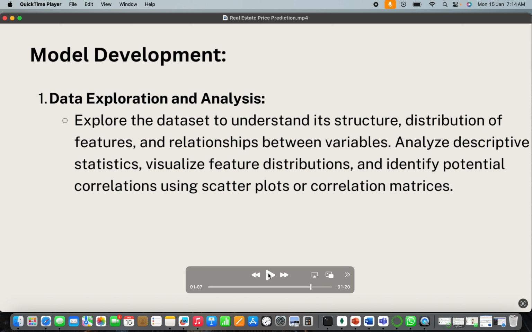So let's have a look at model development. First is data exploration and analysis. Explore the dataset to understand its structure, distribution of features, and relationships between variables. Analyze descriptive statistics, visualize feature distributions, and identify potential correlations using scatter plots and a correlation matrix.